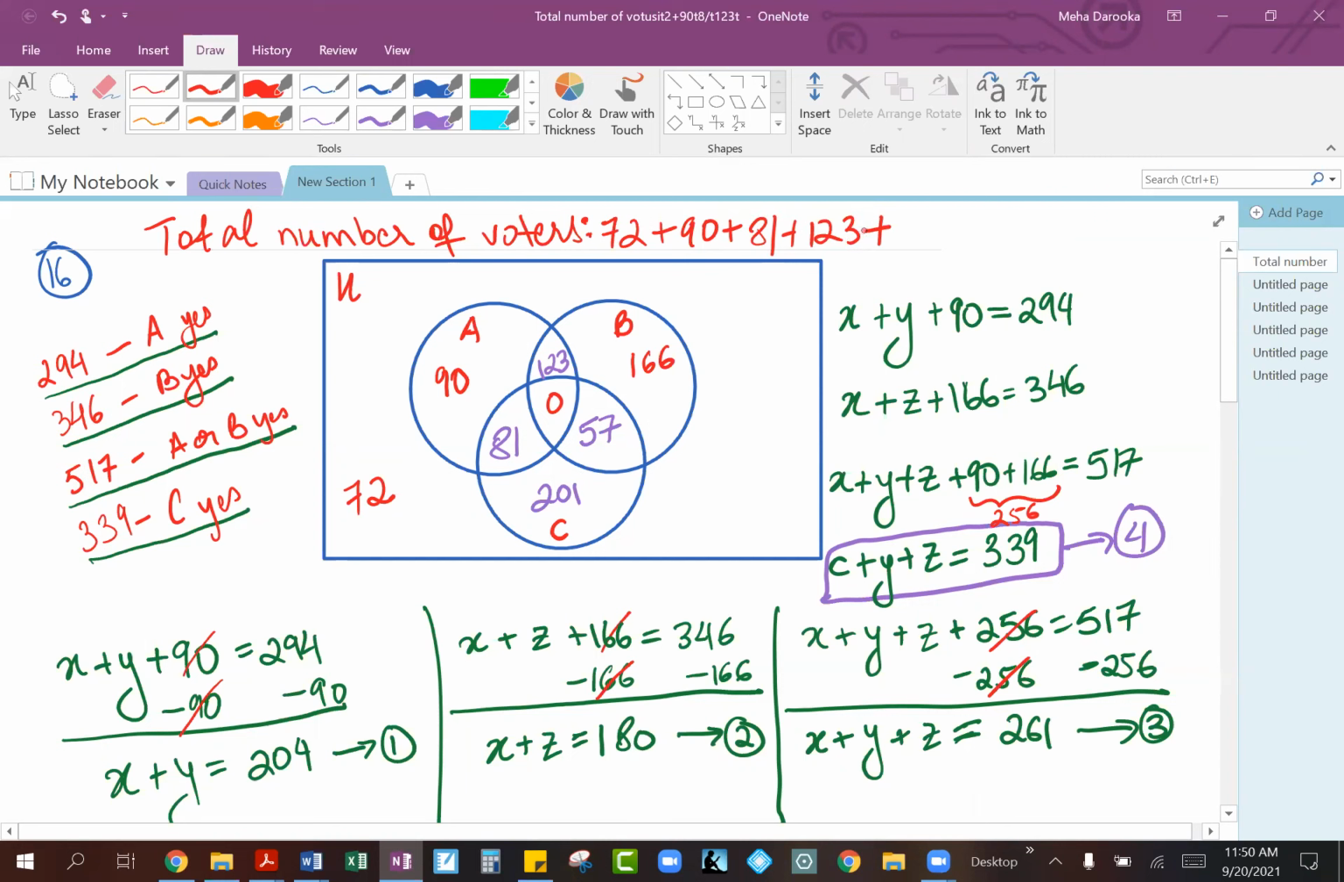Then if you go to circle B, we've already got the 123, so we can take the 57 and the 166. So 123, 57, 166, that's B. And then from circle C, we've already counted the 81 and the 57, so that really just leaves you with the 201 at the bottom. And that will be your total number of voters. So just be careful about not counting the overlapping regions twice or three times. Yes, Idali?